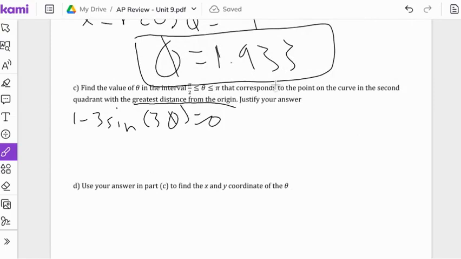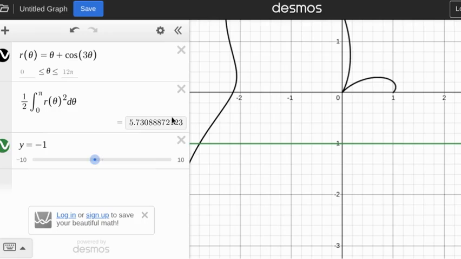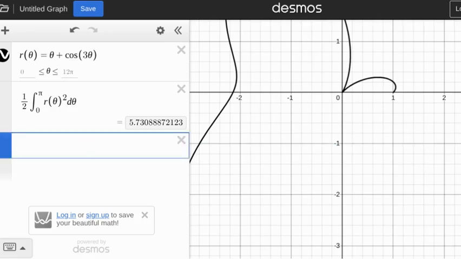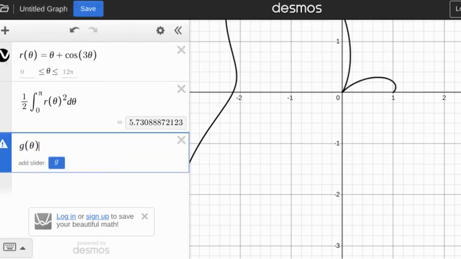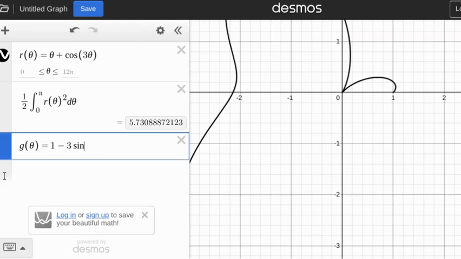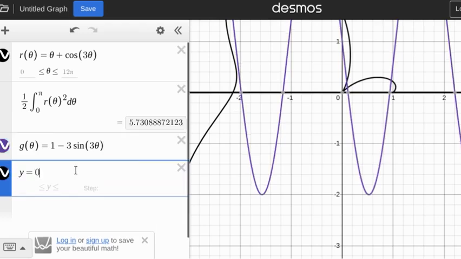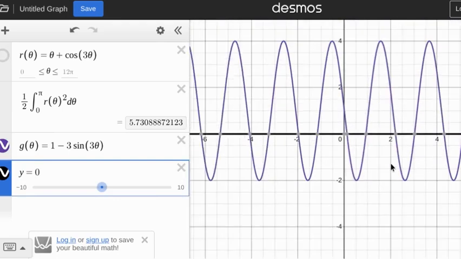I could solve this equation technically, but that's kind of annoying. So let's go here. I'm just going to X this out real quick because we don't really need it anymore. I'm just going to use g of theta again, equals 1 minus 3 sine 3 of theta, and then we're just going to do y equals 0. Oh, by the way, on Desmos you can turn off graphs by pushing this button.